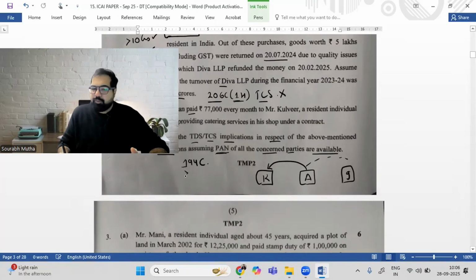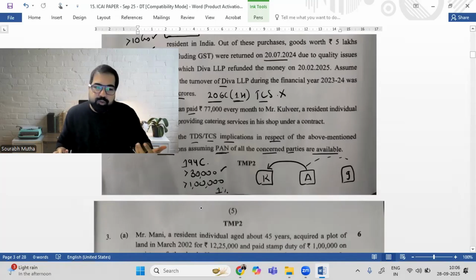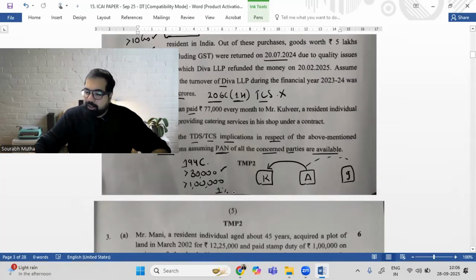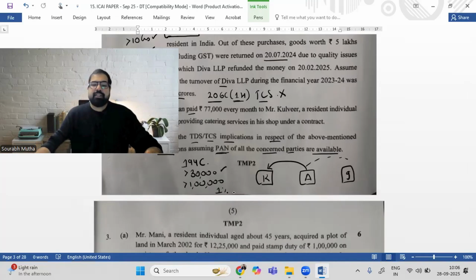If you are paying someone more than 30,000 per payment or more than 1 lakh in the year, any of them. In this case, we are paying more than 30,000 every month. So 77,000, on that TDS will apply at the rate of 1% because the person you're paying, Kulveer, is an individual. If Kulveer was a private limited company or a partnership firm, then we would deduct 2%. So that is 77,000 every month. So we can do monthly TDS also, into 1%, that is 770 rupees. The government has to get TDS whenever it's paid or credited, whichever is earlier.